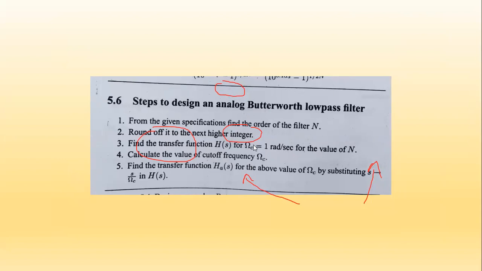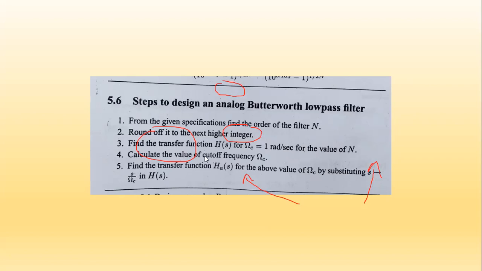Why are we finding this for a cutoff frequency of 1? This is the normalization of the filter. So always we find the value of n for the normalized filter. Then once you have found it, calculate the cutoff frequency from the given parameters and substitute in H of s, with s equal to s divided by the cutoff frequency. Then it is the actual design of the Butterworth filter.